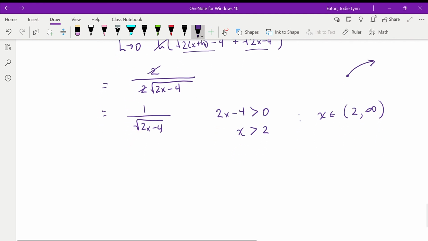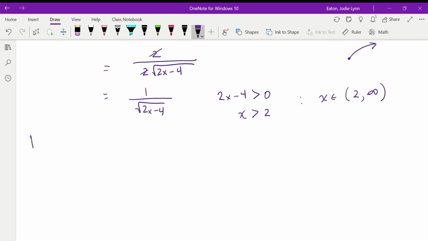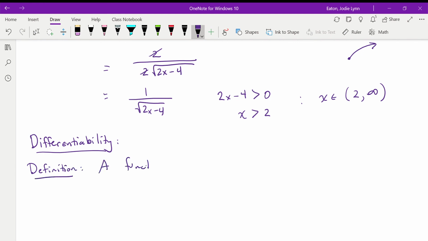So, differentiability is what we call the ability to take the derivative at a certain point. So here's our definition. A function is differentiable at a if f prime of a exists or is defined.